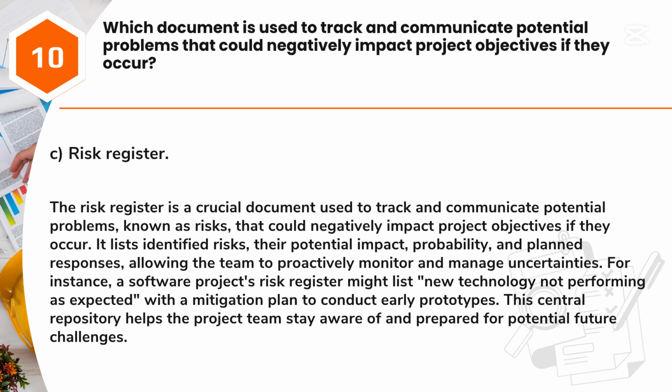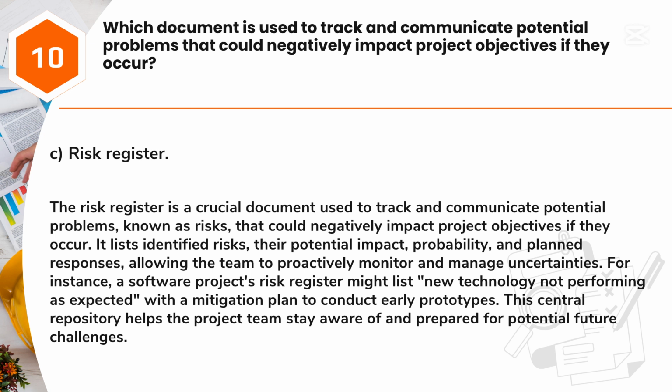Answer: C. Risk register. The risk register is a crucial document used to track and communicate potential problems, known as risks, that could negatively impact project objectives if they occur. It lists identified risks, their potential impact, probability, and planned responses, allowing the team to proactively monitor and manage uncertainties.